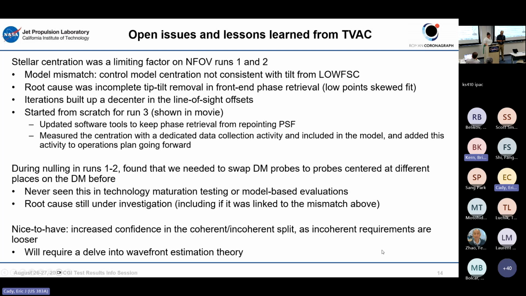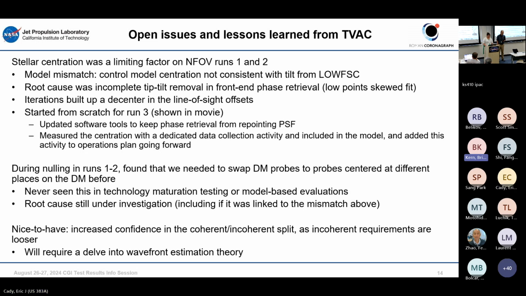One other thing we found is that during some of the nulling runs, we needed to swap our DM probes. Not even really the shapes of them, but where they were centered in the pupil. And this is something we hadn't seen before, in any of the technology maturation tests or any of the models. And so we're still not quite sure what was causing it. So this is sort of an open issue that we'd like to understand, why we had to do that.